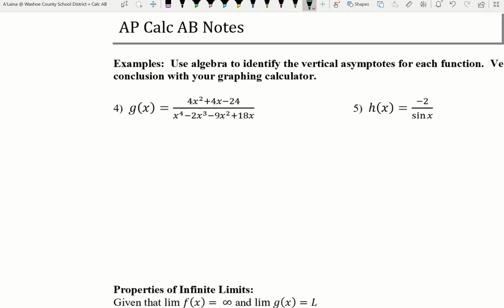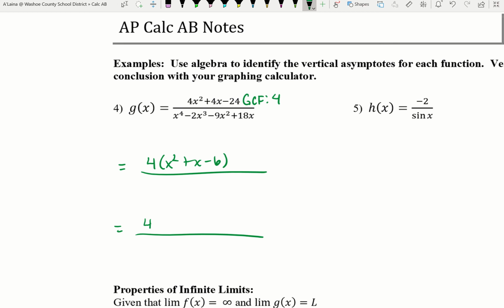But if I take a quick look at this particular problem, I want to start by factoring both the numerator and the denominator. And the numerator has a GCF of 4, which I'll remove. I'll finish up this numerator really quickly. I'll factor that trinomial as x plus 3 times x minus 2, and then that GCF of 4 remains. On the denominator, it also has a GCF, this time of x. So I'm just going to factor that out.